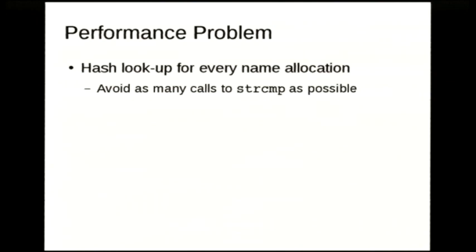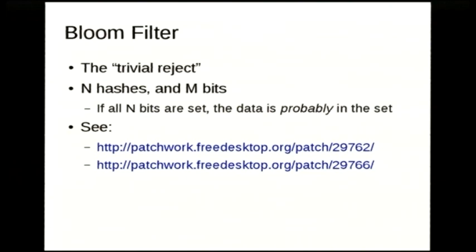You pretty much can't get away from having the hash calculation, so I settled on using a really clever data structure called a bloom filter. This is basically the trivial reject. A bloom filter works like this: you have a very large number of bits and some small number of hashes. You take your data, run each of your hashes on it, and that gives you n numbers. You look in your bit set, and if all n of those bits are set, and you've properly tuned n and m, you have an extremely high probability that the data you've hashed and are now looking up in the bit set is actually in your set that you care about.